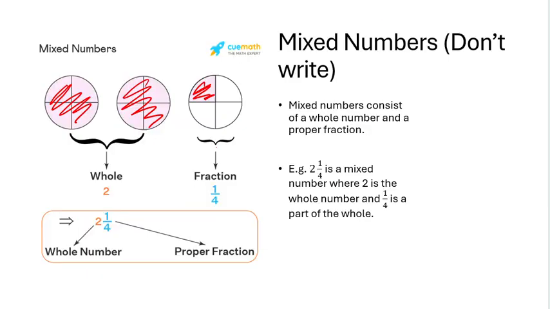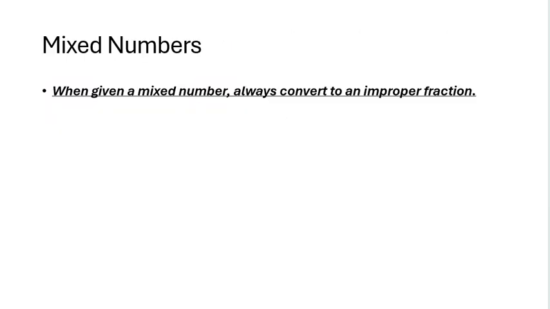Next thing is mixed numbers. So you just got to understand what mixed numbers are. They just consist of a whole number and then a proper fraction like this. So my example here is 2 1/4. So I have 2 whole circles and then I have an extra 1/4 shaded, okay? Now this is a really important step. Whenever you're given a mixed number, always convert it to an improper fraction, okay? Makes your life 10 times easier.